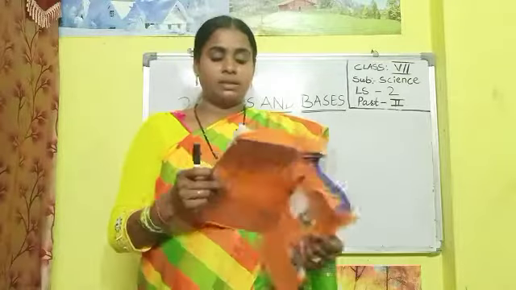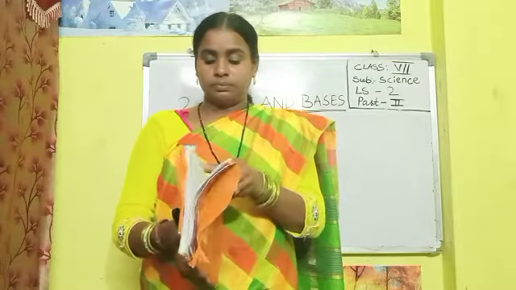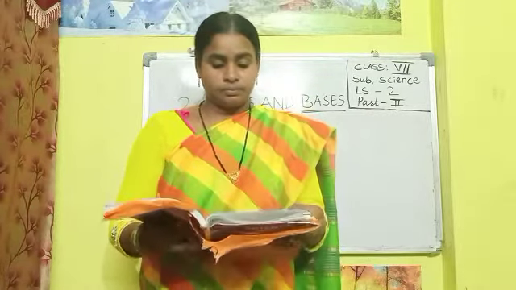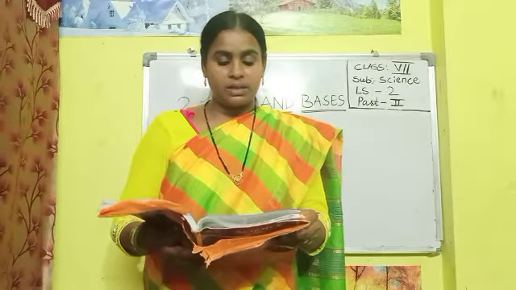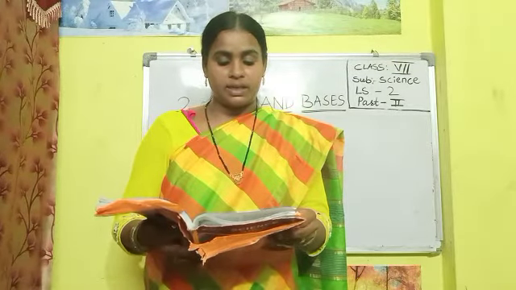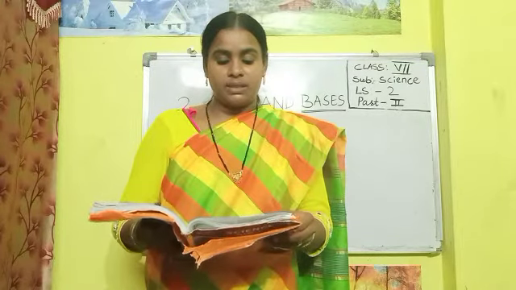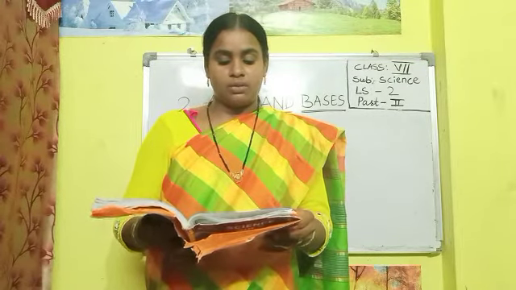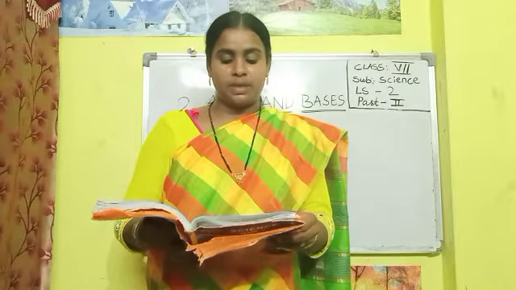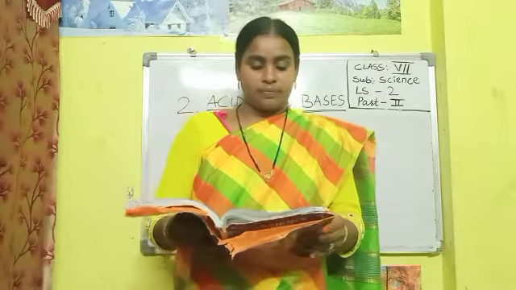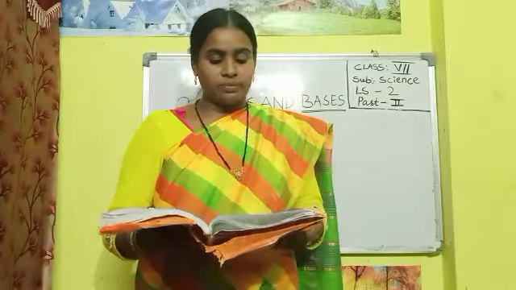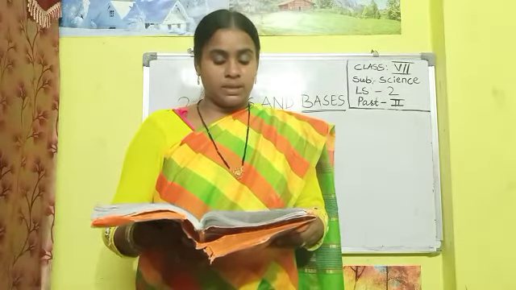Okay, my children? So, methyl orange gives red color with acids and yellow color with bases. Phenolphthalein remains colorless in acidic solution while it turns pink in basic solutions. Let us do some more experiments.